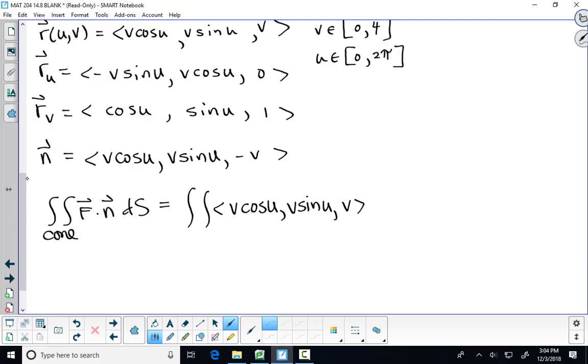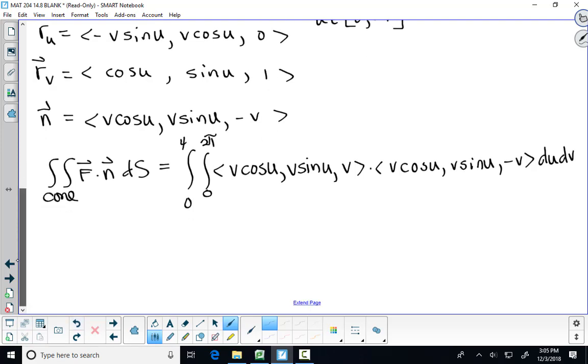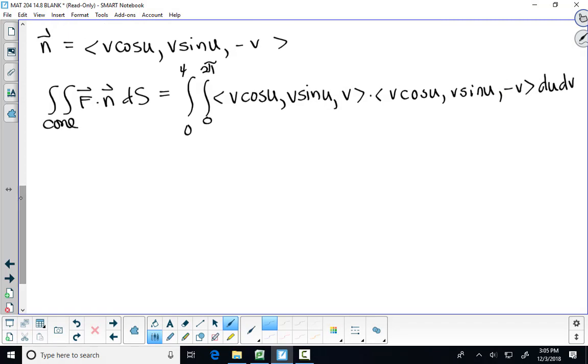So this is F evaluated at our parametrization. We took our parametrization, there's x, there's y, there's z, and we plugged them into the x, y, and z. Now we have to dot that with the normal vector: v cos u, v sine u, minus v, and this is du dv, or dv du, doesn't matter. We have a nice parametrization where we have limits that are constants. We should have big time cancellation. Let's hope.